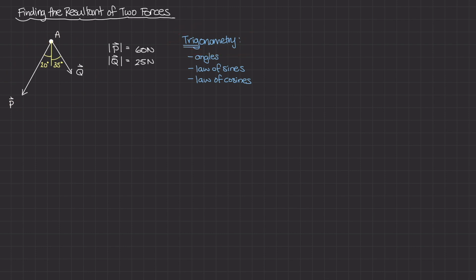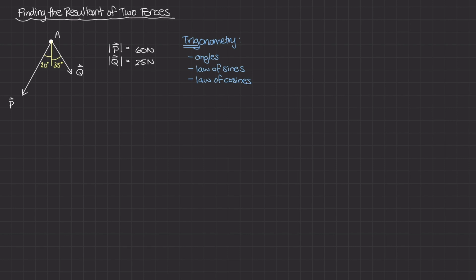What does using trigonometry mean? Well, we are going to be as accurate as possible when we're adding these vectors graphically. We'll have to find some angles. We'll have to use the law of sines and the law of cosines. And don't worry if you don't remember exactly what the law of sines and law of cosines is. We'll go over that once we get to that part.